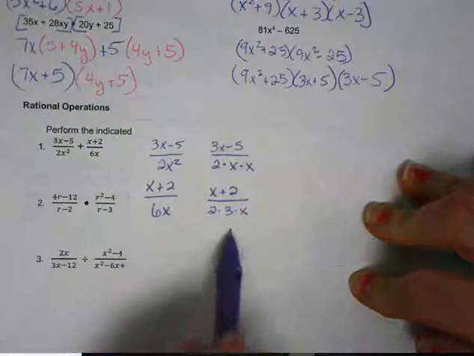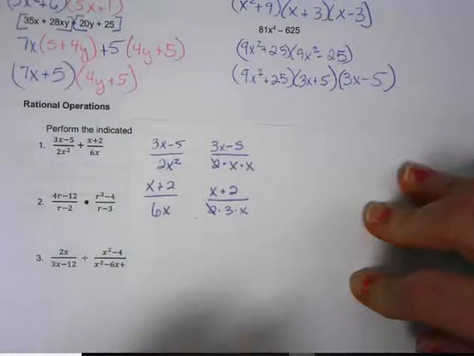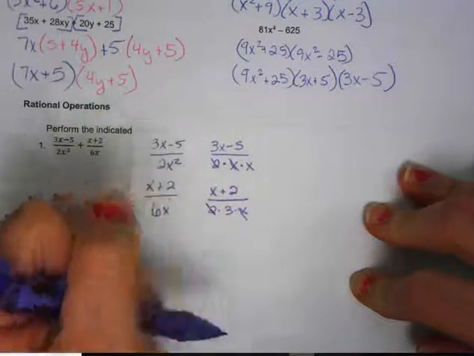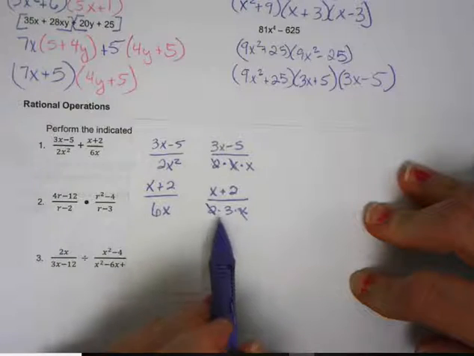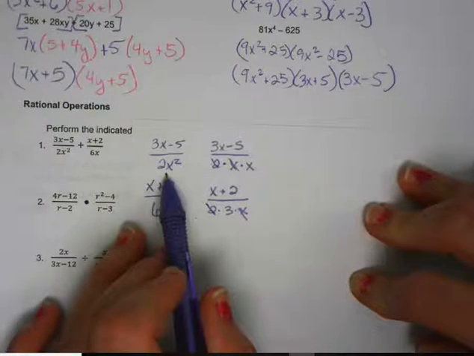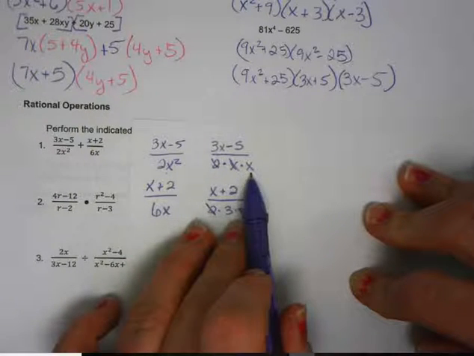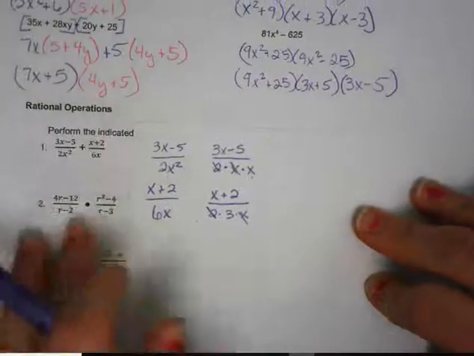What we're going to do is look here and here. We have a 2 in both, so we don't need to multiply the 2 in. We have an x in both. So each of these needs what the other one has. So I need to multiply the 2x squared by 3, and I need to multiply the 6x by x. So let's go ahead and do that.